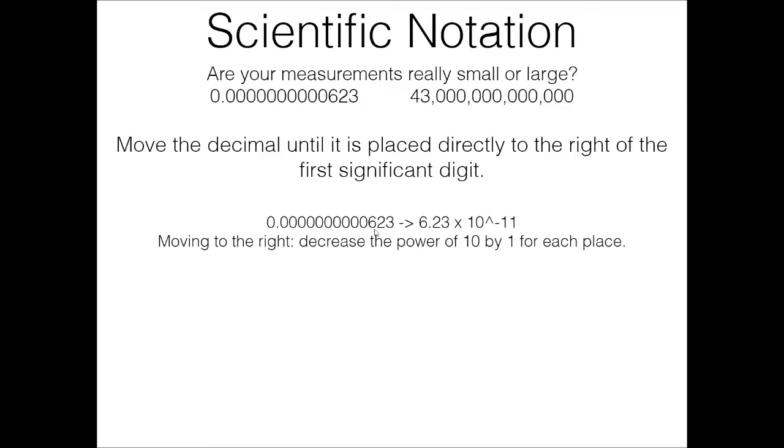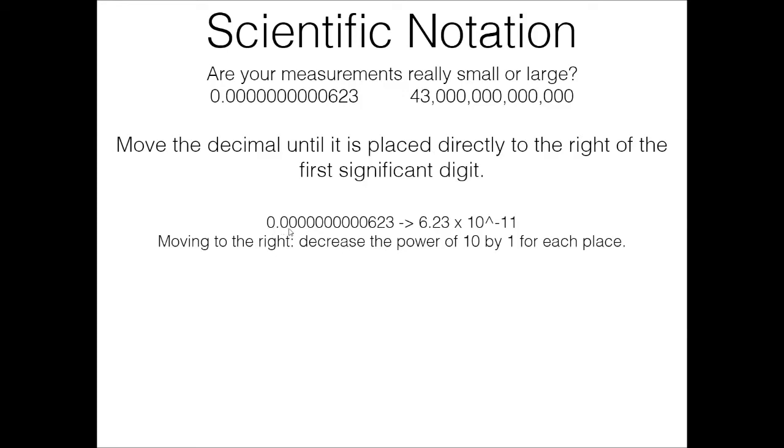Since the number was very small, we're going to use a negative exponent to describe the powers of 10 we would multiply it by to get it there. So 6.23 times 10 to the minus 11. That shows me that I am moving it 11 spots to the right to get it where it is after the 6. Okay, so when you're moving to the right from standard to scientific notation, you decrease the power of 10 by 1 for each place you move.